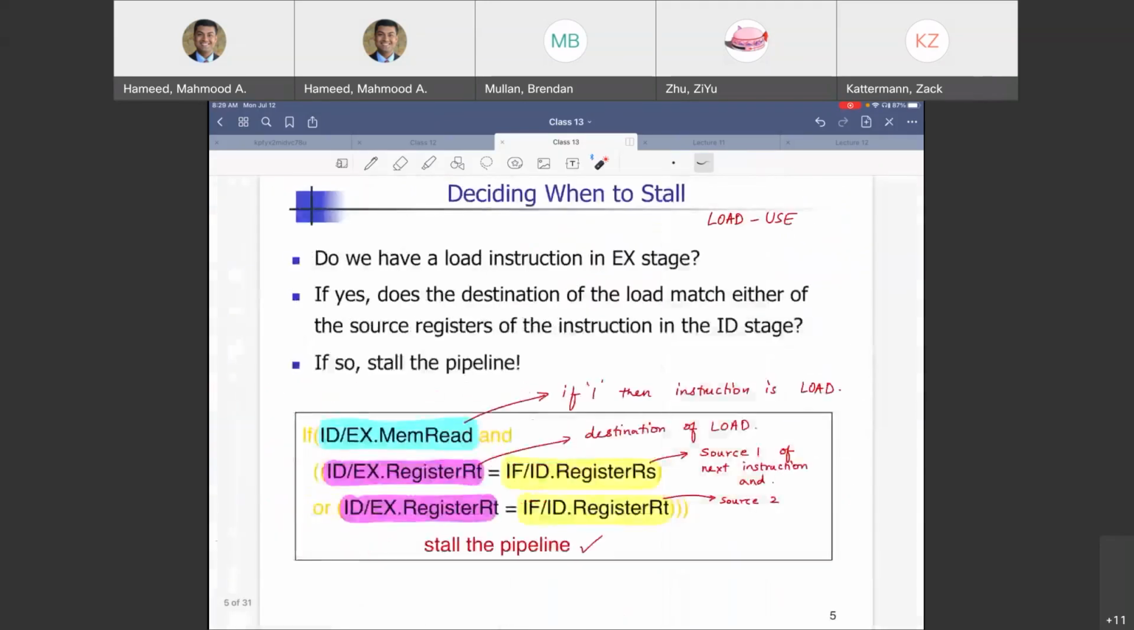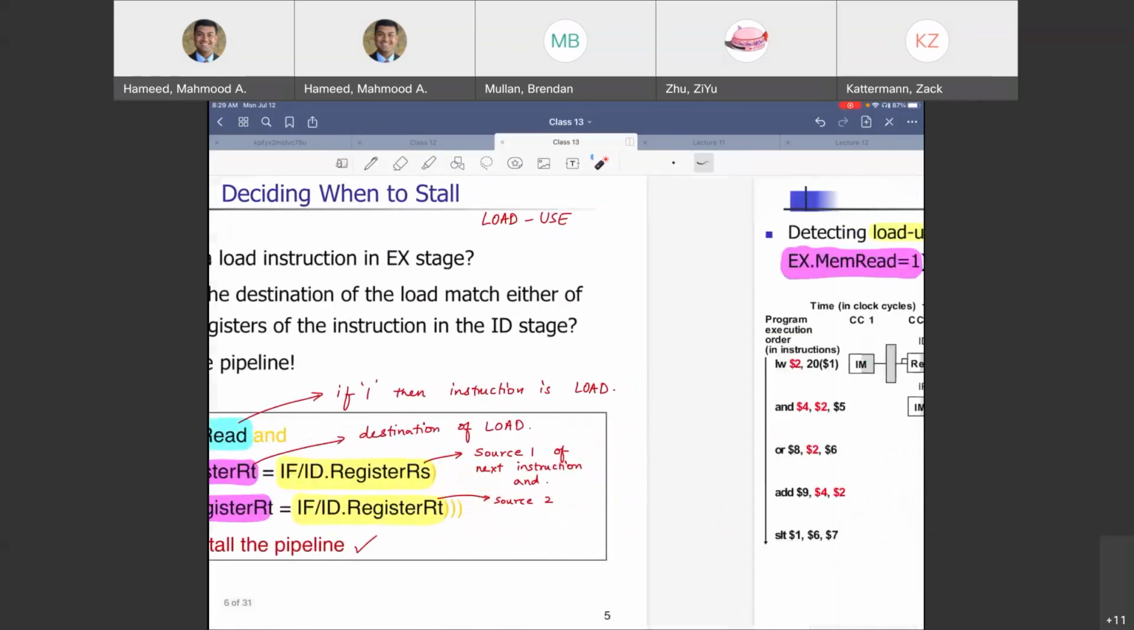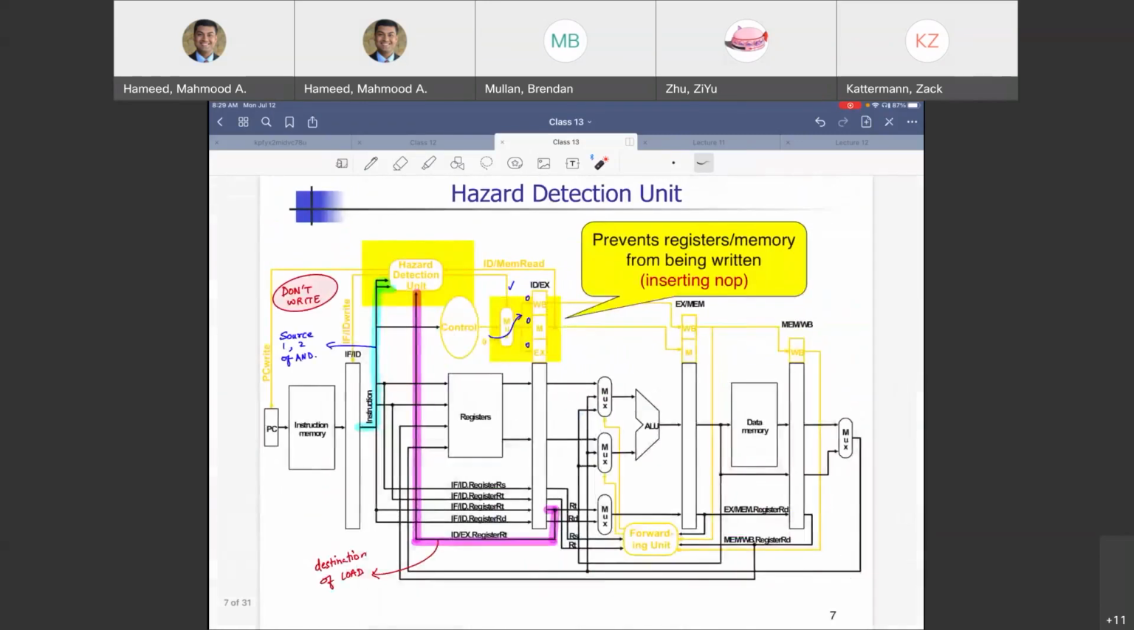All right. We have that, deciding when to stall. How do you stall? Don't write to this, don't write to this. Make all of these 0. Everything else remains as is. Okay, other questions?